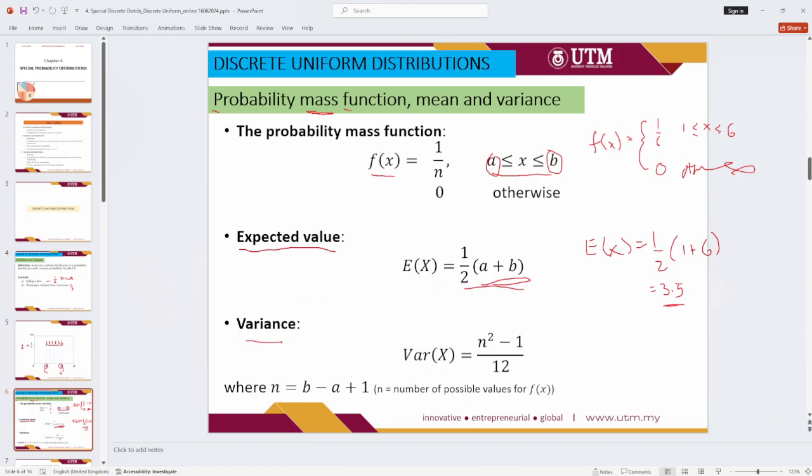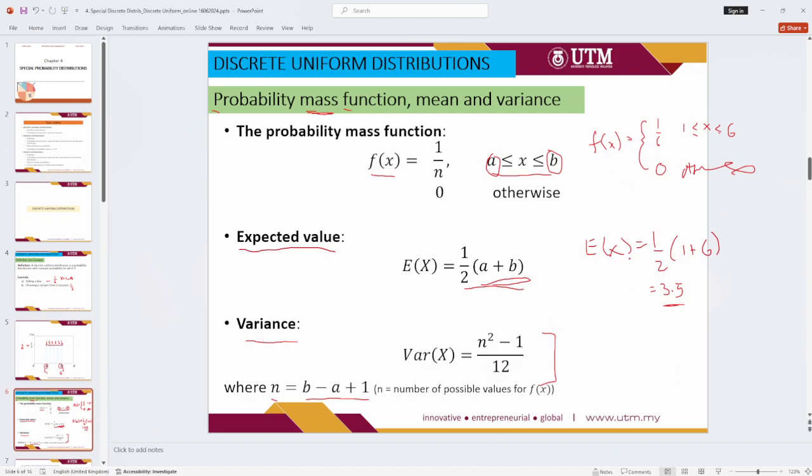And then the variance. The variance is also special here. We don't use E[X²]. I mean, we kind of do, but here is the simplified version for the discrete uniform distribution. We have this formula: (n² − 1)/12, where n is the number of possible values for x, which you can get by b − a + 1.